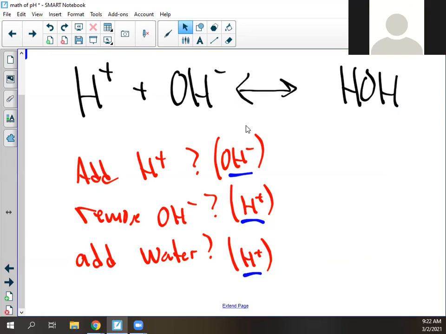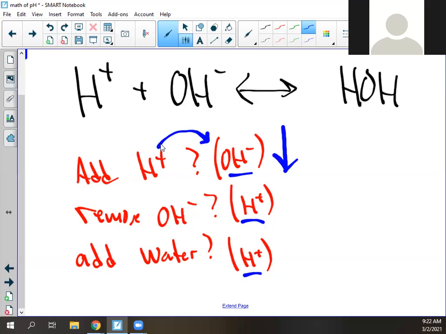All right, here we go. Okay, if I add H, what happens to OH? It goes down. Remember, these two are always opposite of each other, right? If one goes up, the other goes down. Okay, well, this is easy. If I remove OH, then what happens to H plus? It must go up. Please remember tomorrow, these two are opposites of each other. They're always opposites.